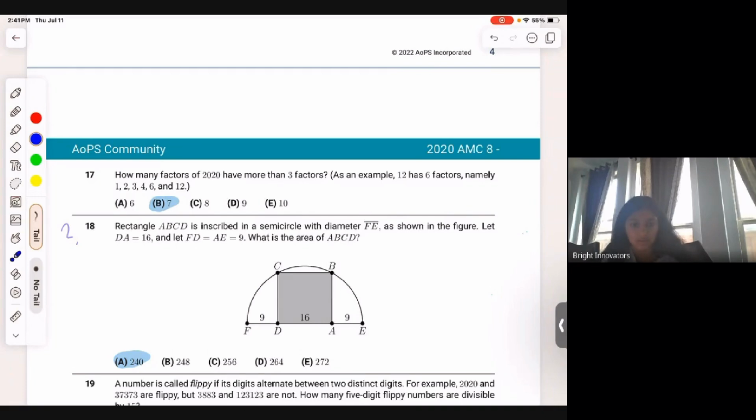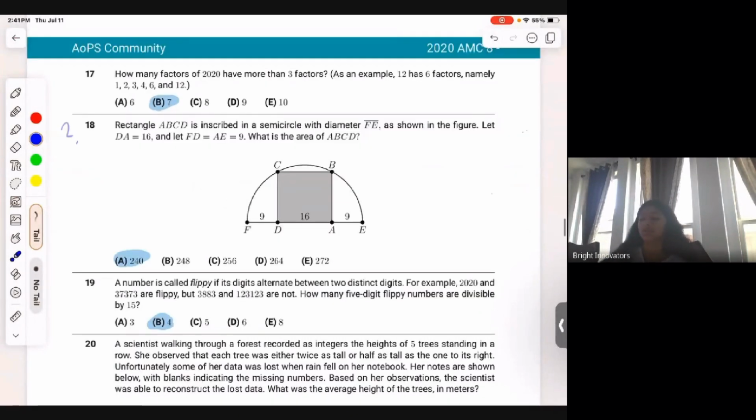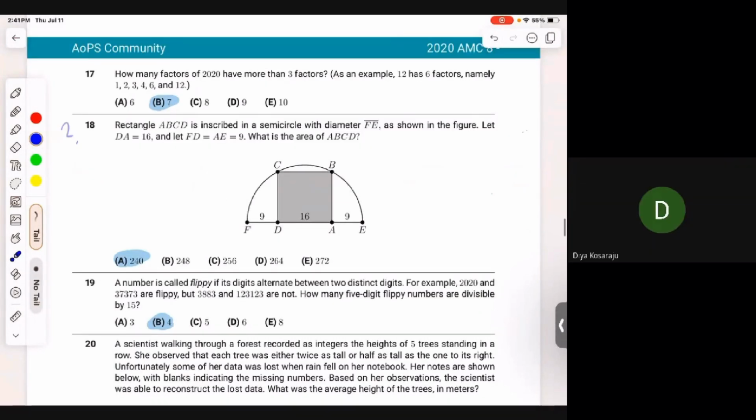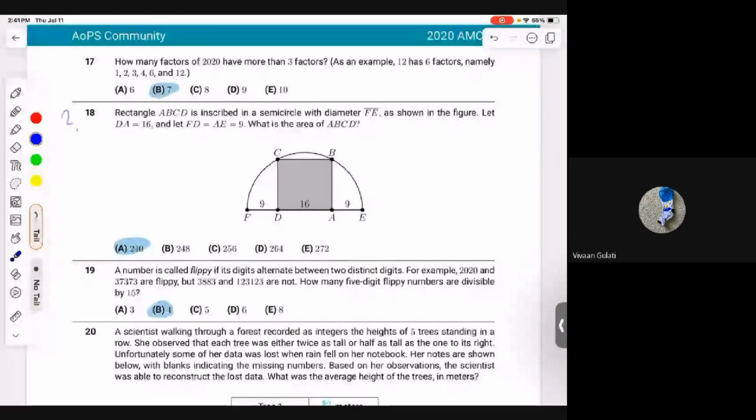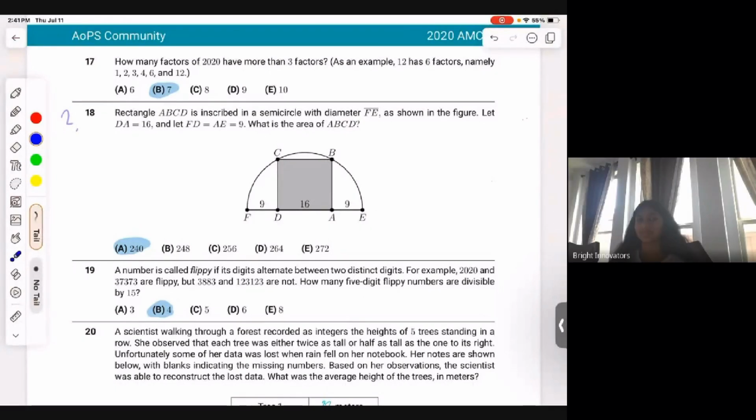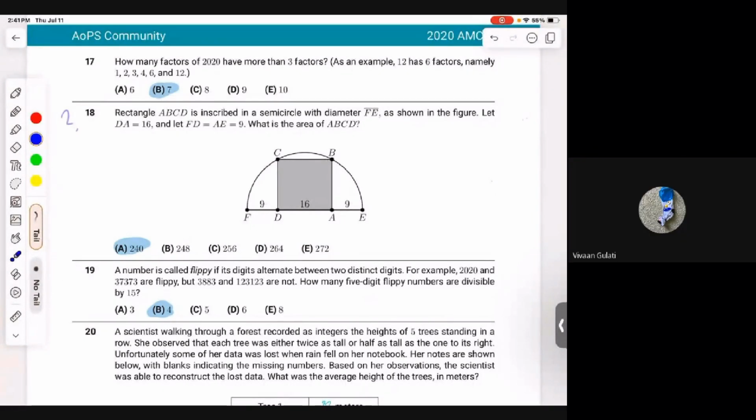Number 18. Dia, it has to make that one. You want to explain it? I guessed on this one, so FD equals A. Okay, well, I also guessed on that one. Who else? I can do that. 18, yeah.